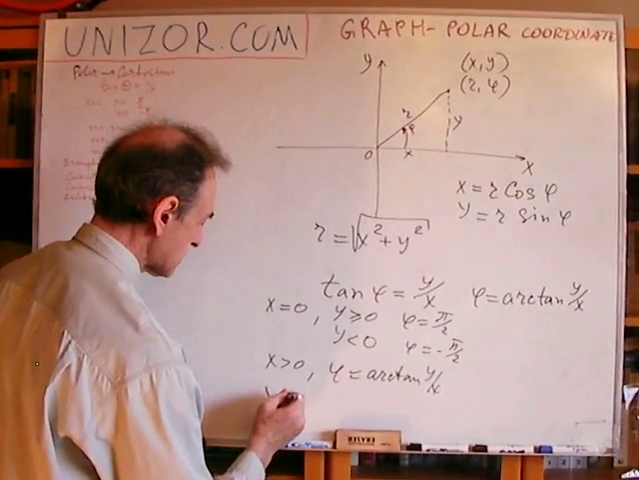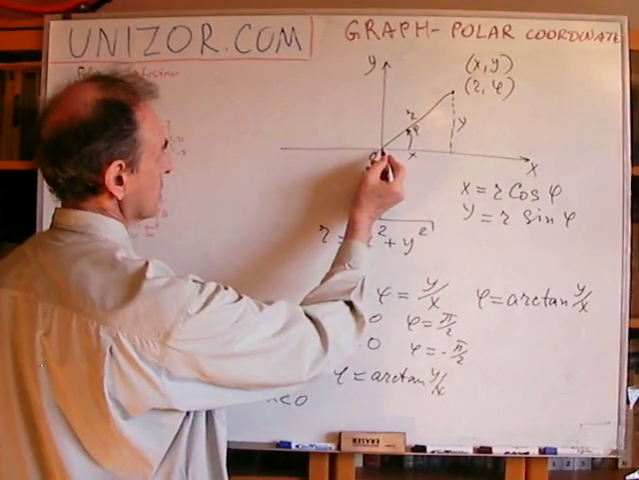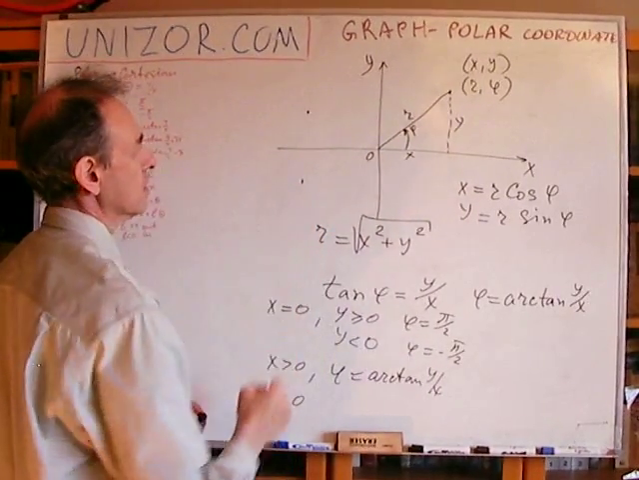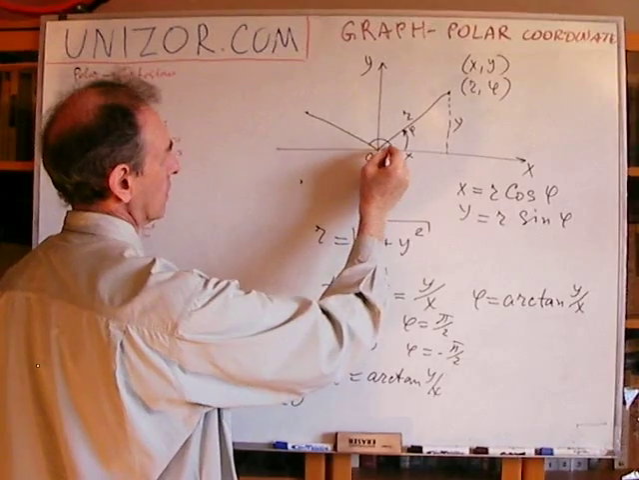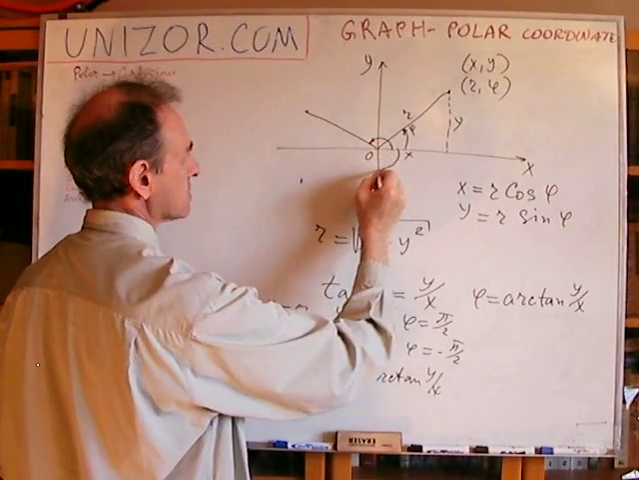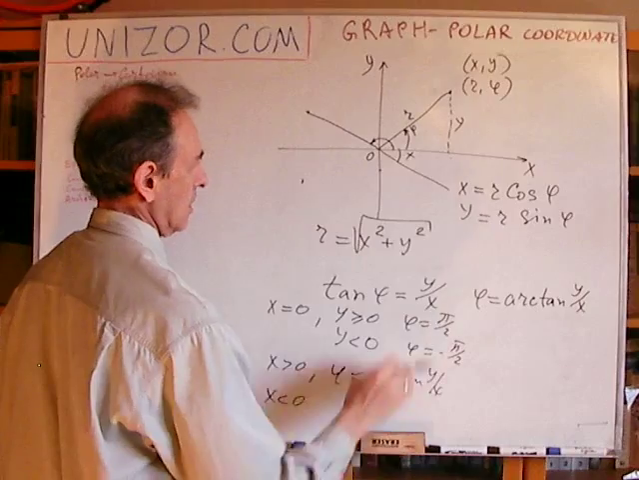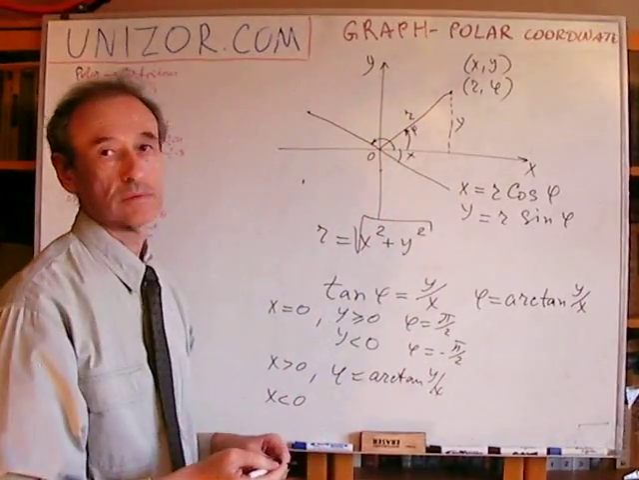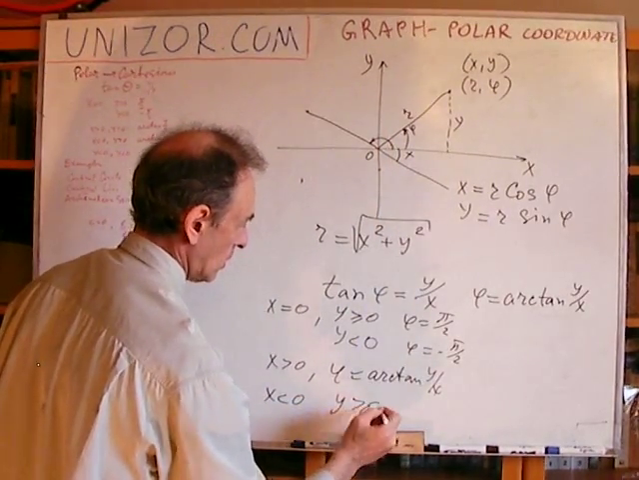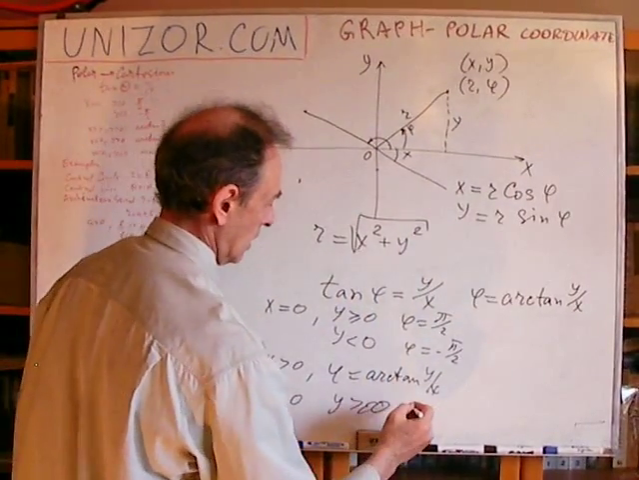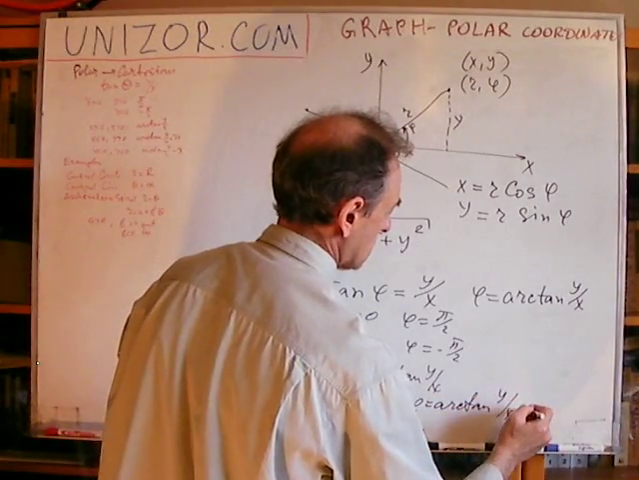So, if x is less than 0, that actually presents a little problem. If less than 0, it means it's here. So the points are either here or here. But let's think about it. If the point is here, then this angle is the same as this angle plus pi, right? So I can always say that if y is positive or 0, then my phi is equal to arctan y over x plus pi.